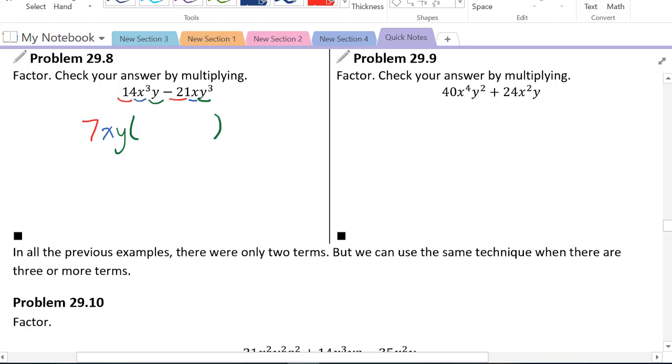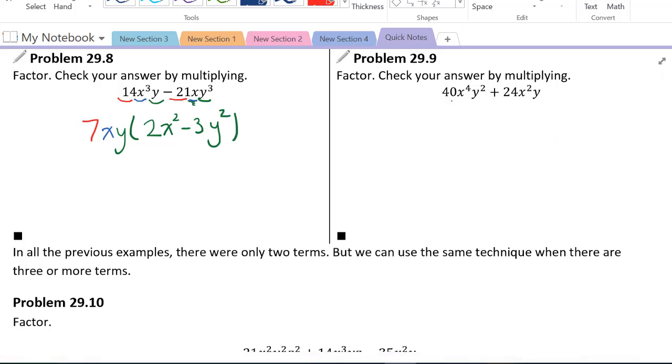So I pull out 7xy, what happens here? It's going to be 14 divided by 7, which is going to give us a 2. And then I'm pulling out x to the 1, and there's 3 of them here, so there's x squared left. All right, and then it's negative 21 divided by 7, which is a negative 3. And then there's 1 x here. I'm taking 1 x out, so there's no more x's, right? And then I have y squared here, and I have a y to the 1, so how many are left? There are 2 left.